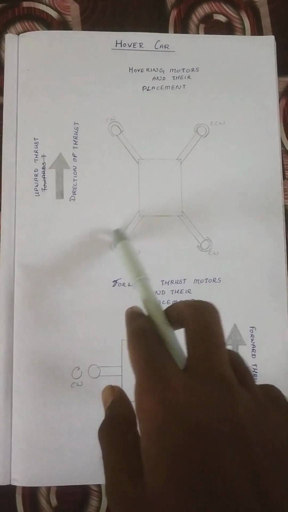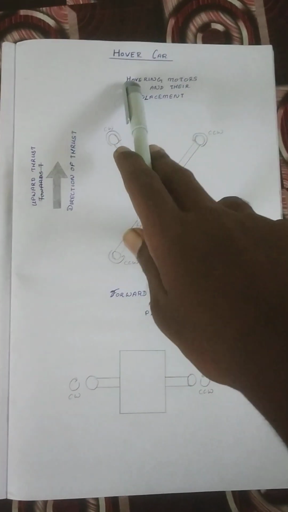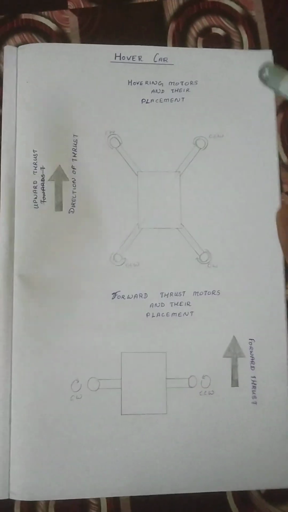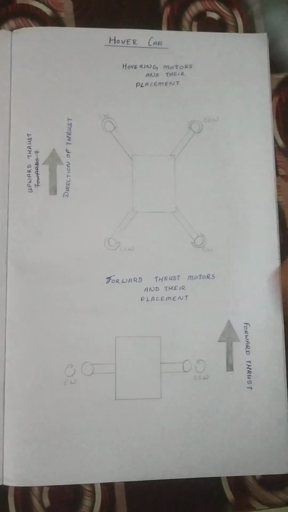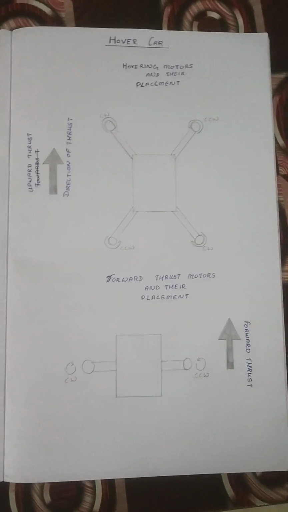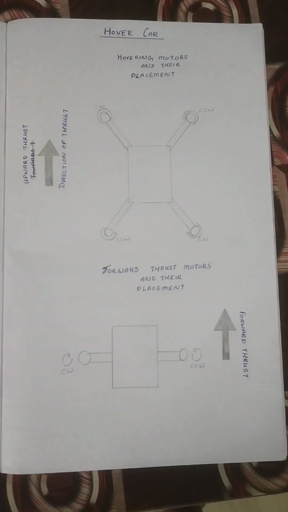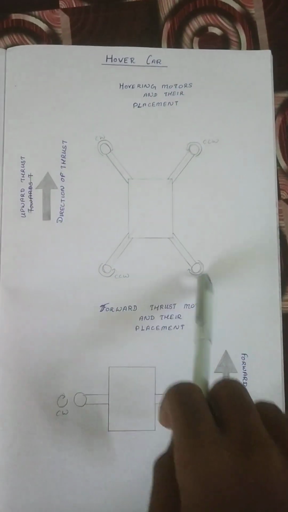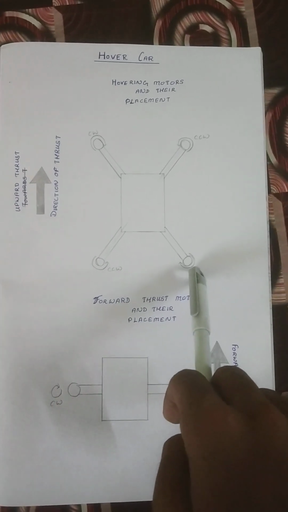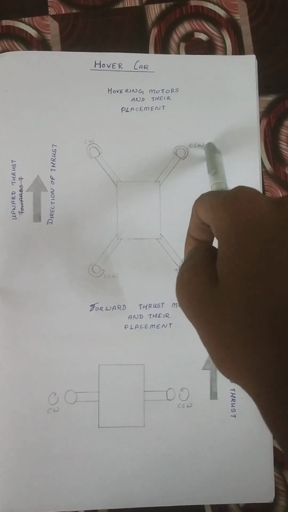So what happens is we have 4 motors here which will be working as hovering motors. As the name hovercar suggests, you can probably guess it does not have any wheels, but it has propellers that will allow it to float. So these 4 motors do the exact same thing, but here we have 2 motors which have a clockwise spin and 2 which have a counterclockwise spin.